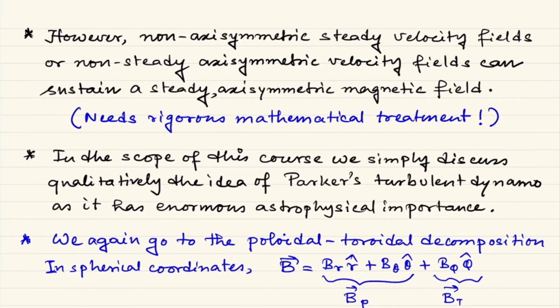Then what can be possible? In order to have a sustaining dynamo action, non-axisymmetric steady velocity fields or non-steady axisymmetric velocity fields, I mean if either of the two conditions, steady and axisymmetric, is violated, can give rise to a sustaining dynamo. So they can sustain a steady axisymmetric magnetic field. But this needs rigorous mathematical treatment, and there are researches and papers on it, you can search over the internet. This is beyond the scope of this course.